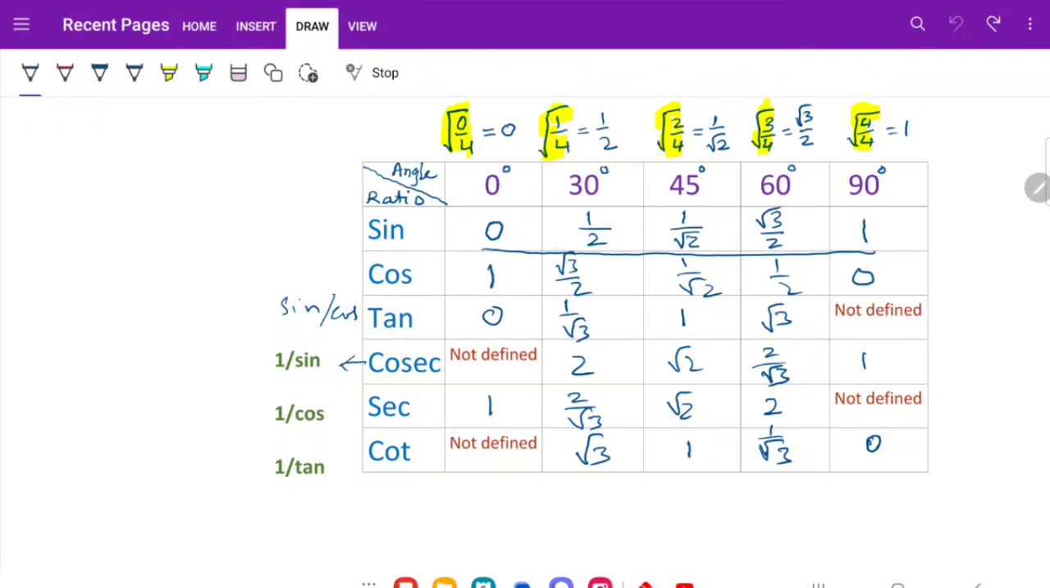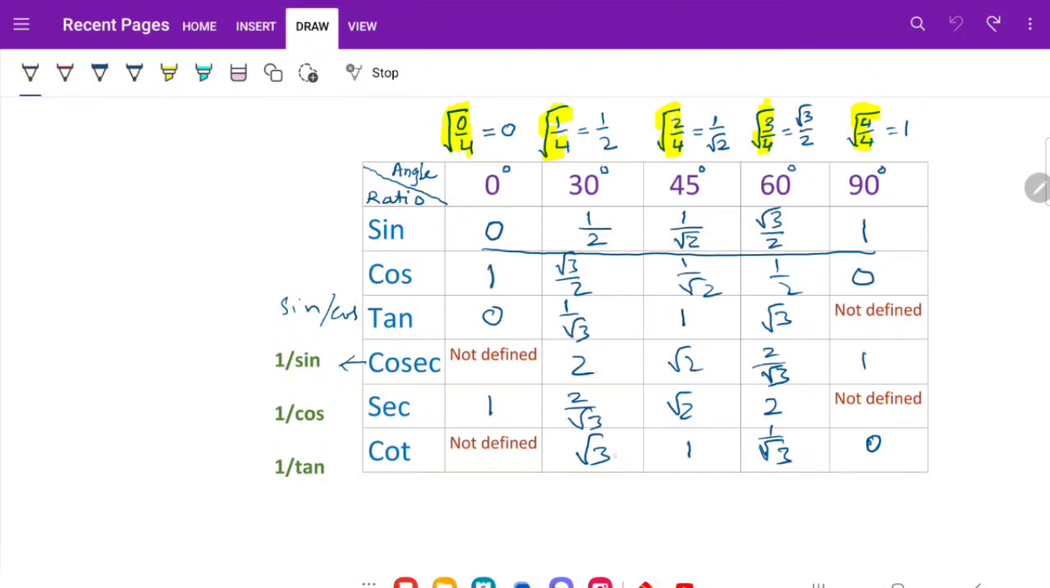It is better if you remember the sine, cos, tan values at least, so that we can take the reciprocal of these. The reciprocal of sine is cosec, the reciprocal of cos is sec, and the reciprocal of tan is cot. Reciprocal means just reverse the numerator and denominator. For example, root 3 by 2 is cos 30. What is the reciprocal? 2 by root 3, that is sec. Same for cosec: sine 30 is 1 by 2. Cosec is 2 by 1, which means 2.